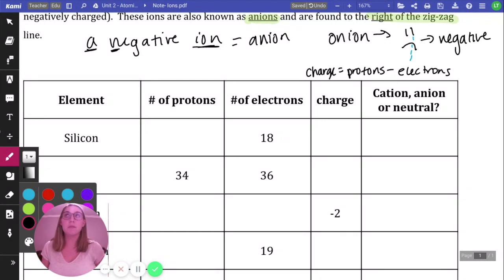Like how many protons do I have versus how many electrons? But if you're a little confused, you can always just plug in protons minus electrons and that'll give you your charge. Okay, so we're going to start with our first one.